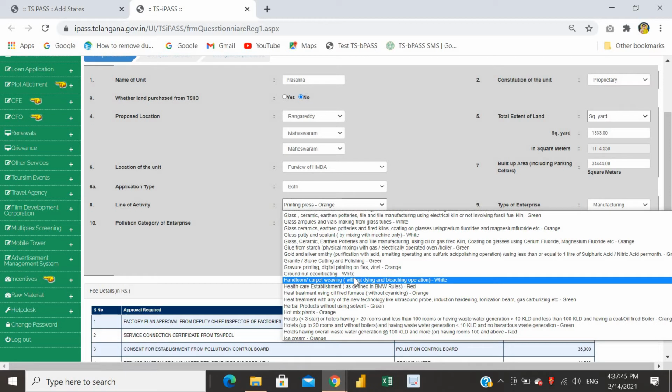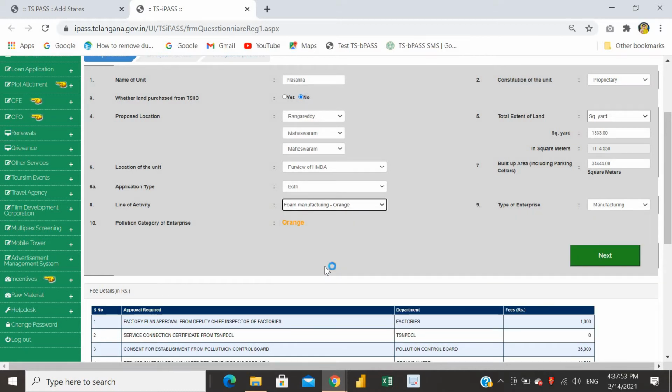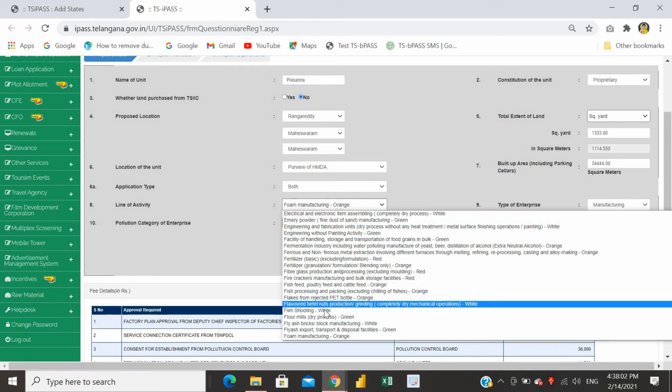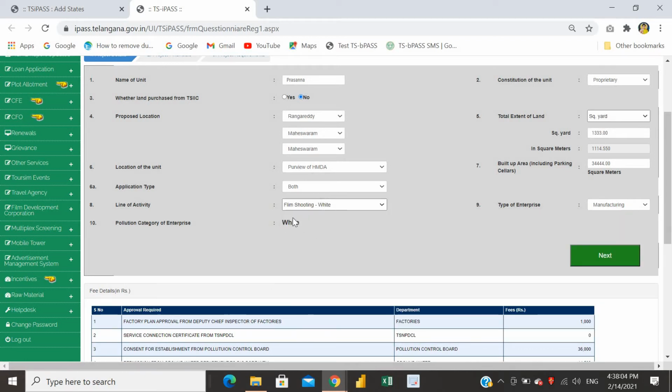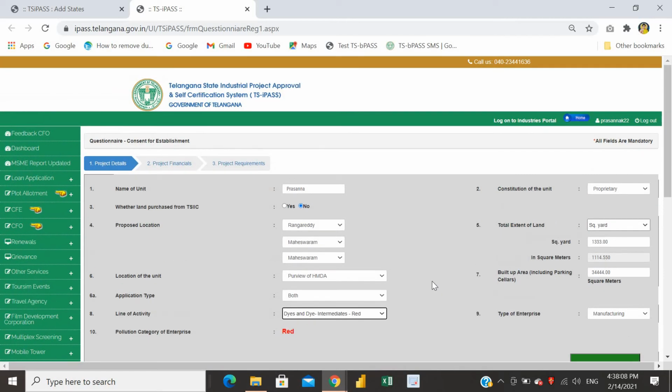I'm taking foam manufacturing unit as my line of activity. Once I click on line of activity, it will automatically show the category of enterprise: orange. Let me take film shooting. So it is shown as white. So let me go back. Dyes and intermediates is my activity.